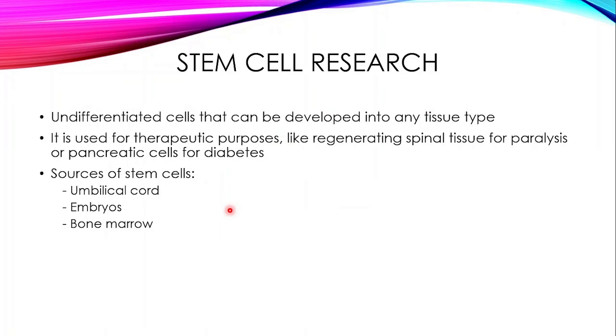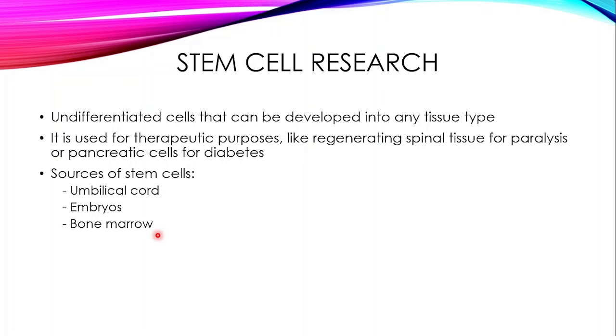Okay, then stem cell research. Stem cells are undifferentiated cells that can be developed into any tissue type. They are used for therapeutic purposes like regenerating spinal tissue for paralysis or pancreatic cells for diabetes. And the sources of stem cells are the umbilical cord, embryos, and bone marrow. That is where stem cells are.